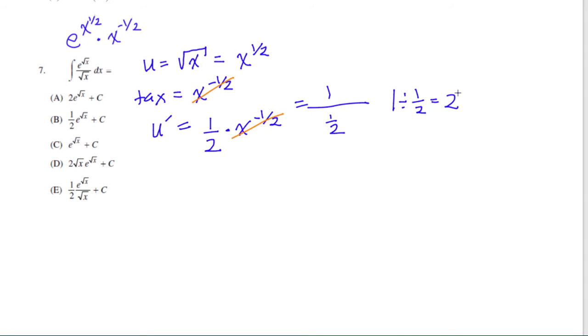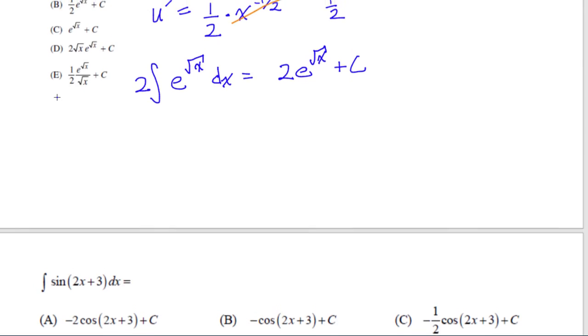So taxman, I'm plugging in 2 in the place of x to the negative 1/2. So my new integral now is e to the square root of x times 2. I'll put that out front, dx. And antiderivative of e house is the same, so it's 2e to the square root of x plus c. There it is, a.